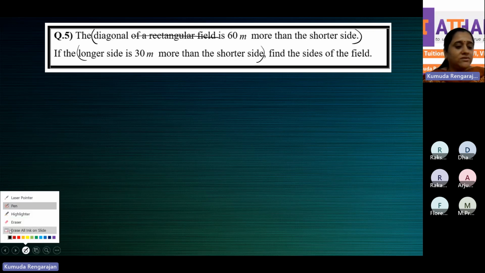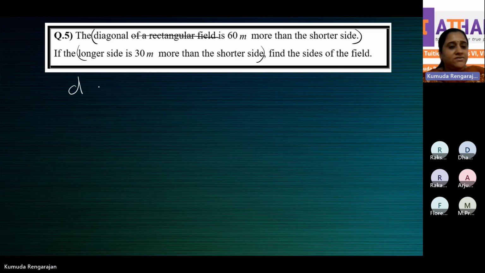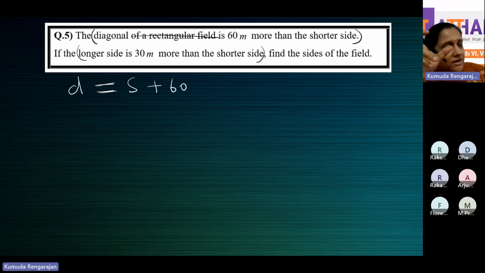Okay, so let's write this. Diagonal D is equal to 60 meters more than the shorter side. So shorter side plus 60. What we read in English, we're just trying to shorten it and write it as a mathematical equation. Use some letters and the plus minus symbols and make it short so that it's easy to understand.